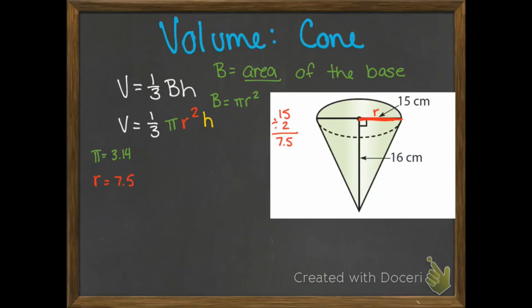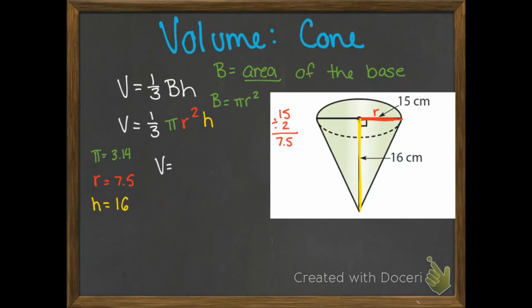The last thing we're looking for is the height, and that is the distance from the bottom of the cone to the tip, and that would be 16 centimeters in this case. Now that we've identified all of those pieces, we're going to go ahead and plug these into our volume formula.